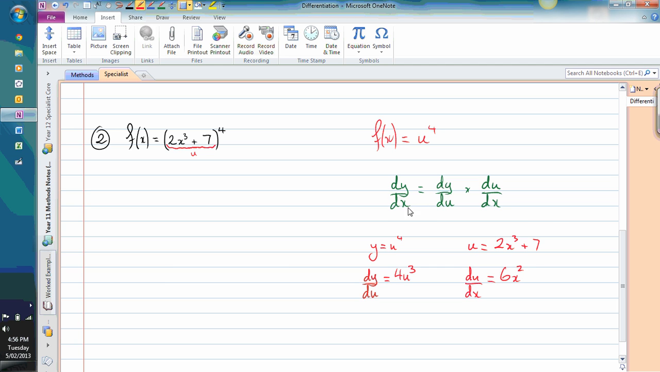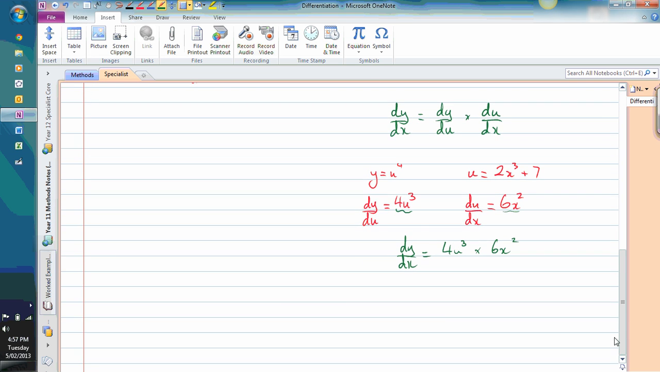Now, let's have a look at what the chain rule says here. It tells us that dy dx is equal to dy du times du dx. And we've just calculated dy du and du dx. So if I want to find out what my derivative, dy dx, is, I can get that by going my dy du, this one here, 4u cubed, multiplied by my du dx, which is here.